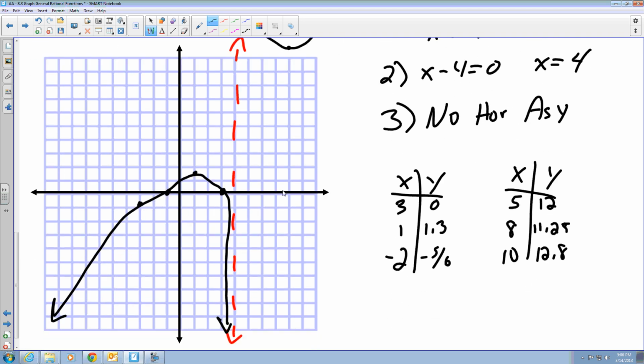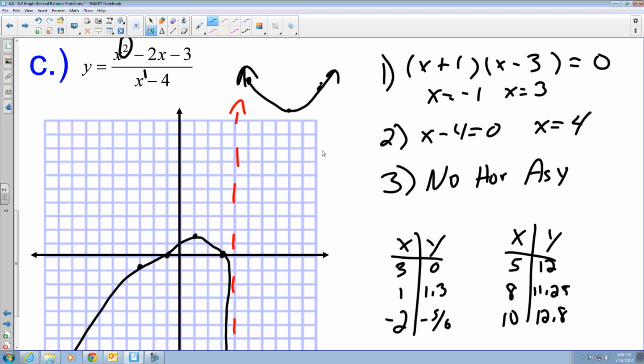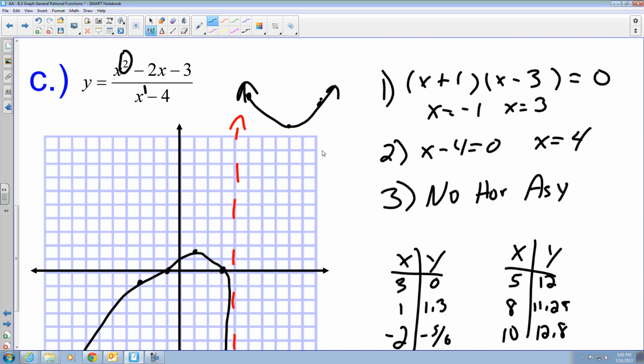So that's where we get the graph for this particular function, and that is graphing general rational functions, and being able to figure out the different steps in order to find these asymptotes. So hope it helps.